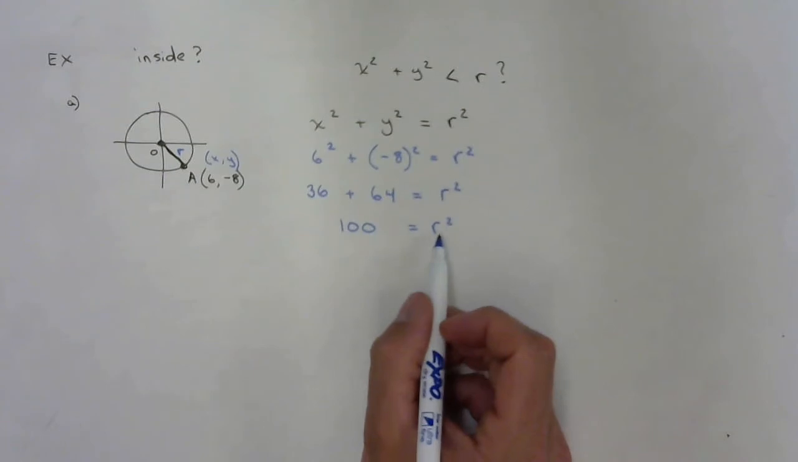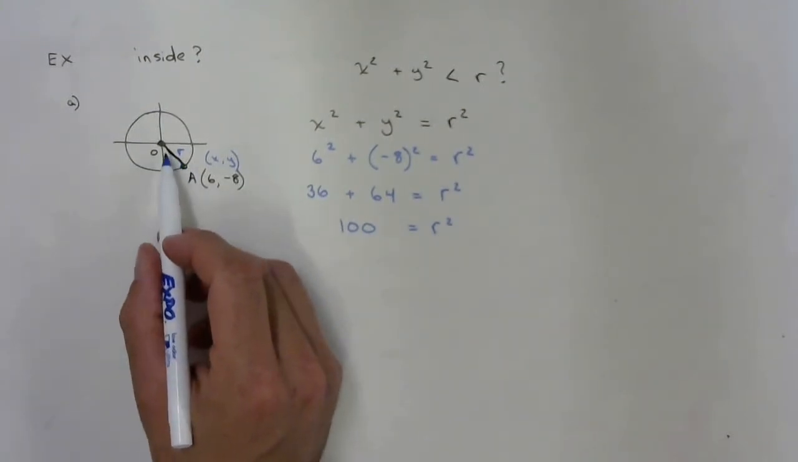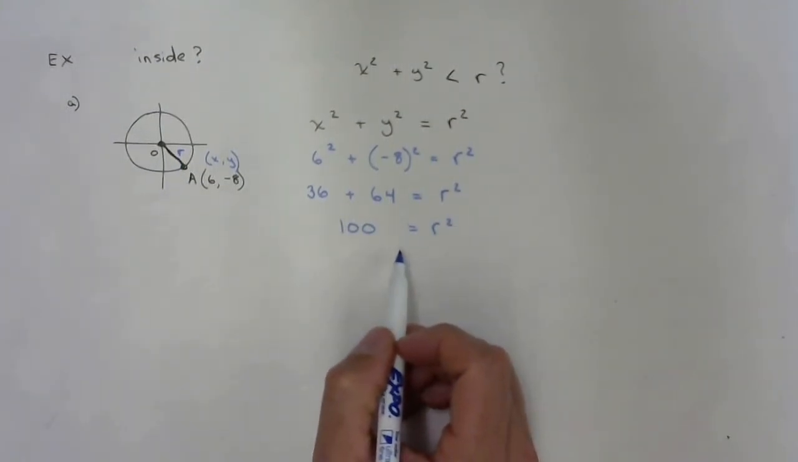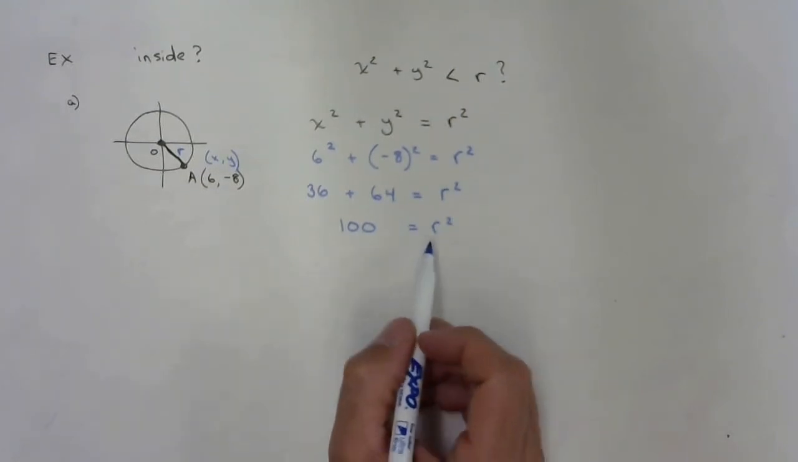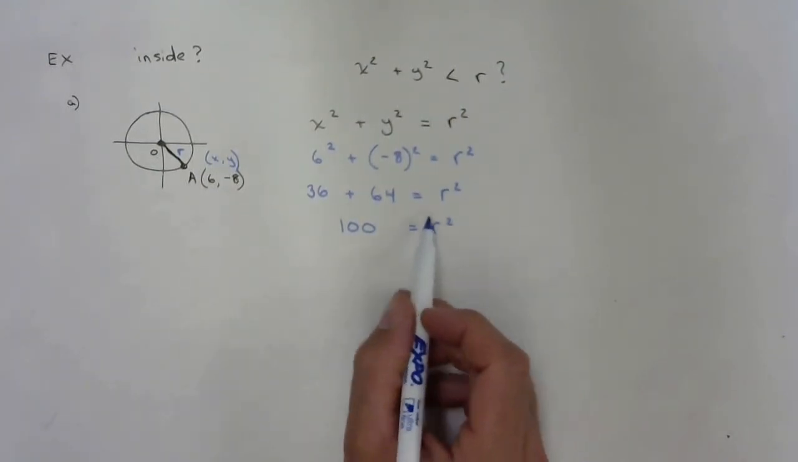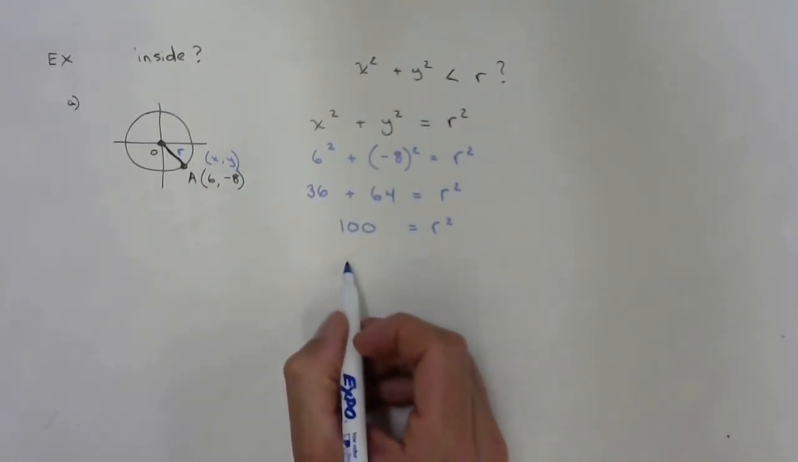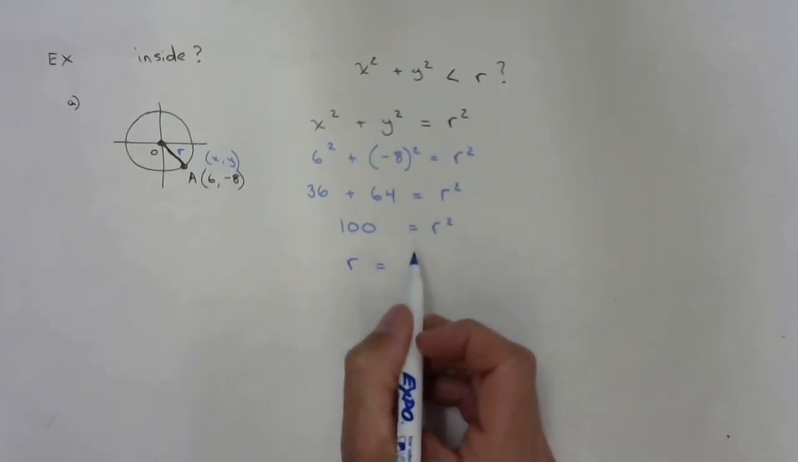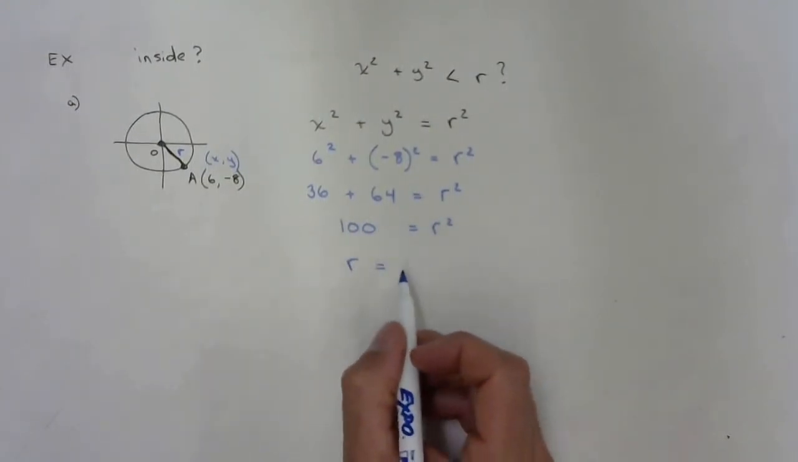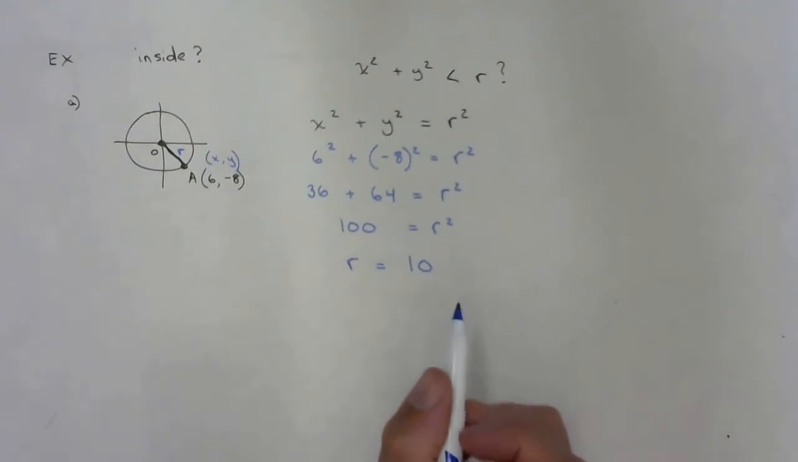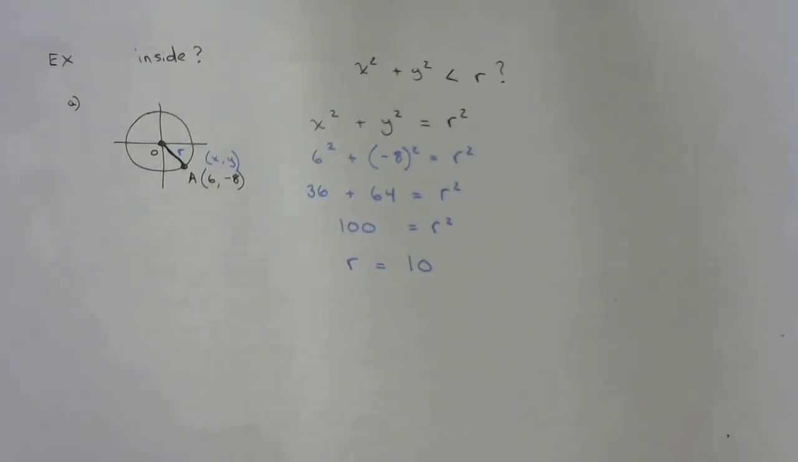Now I don't need r squared, I need r. I want to know what the radius of this circle is, although I don't actually really need it, but I will do that anyway. So I need to take the square root of both sides. That's going to leave me with just r on one side. And what's the square root of 100? 10.